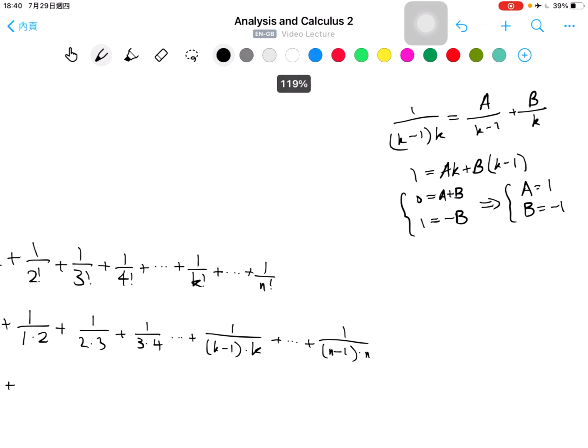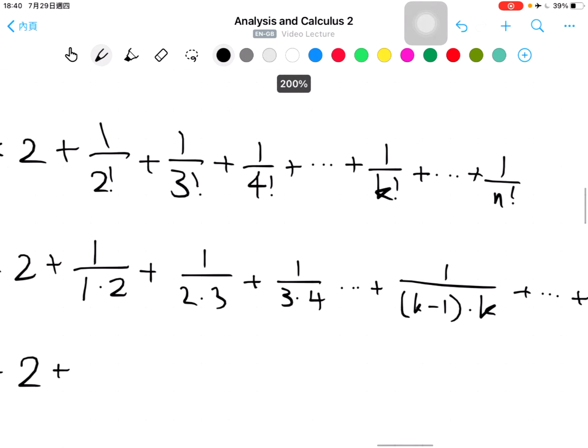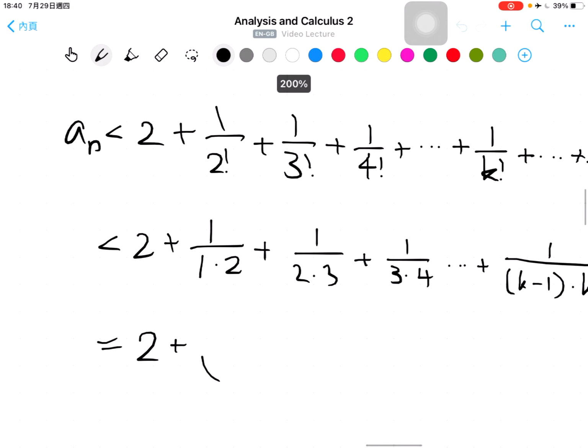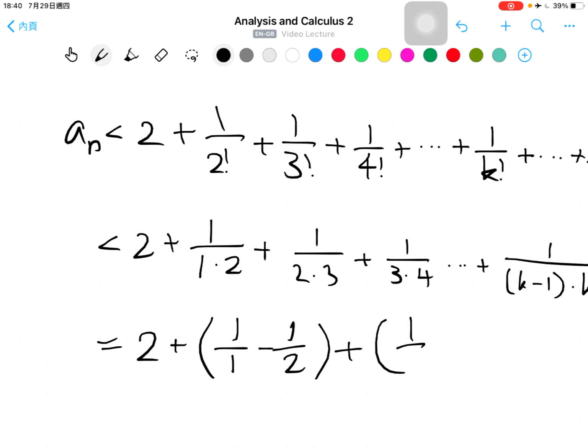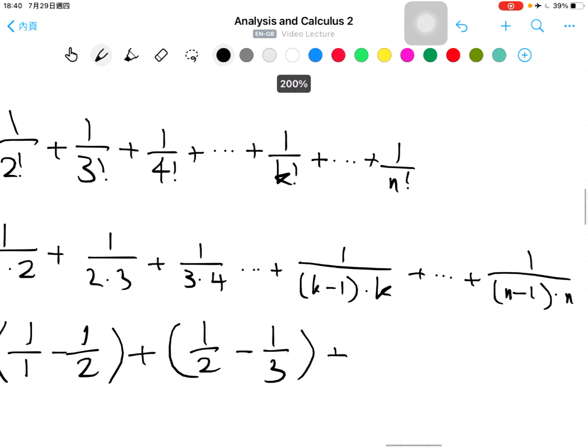The smaller one gets positive 1, the larger one gets negative 1. The smaller one gets positive 1, the larger one gets negative 1, and so on. I'm just going to skip the k term. Smaller one gets positive 1, larger one gets negative 1.